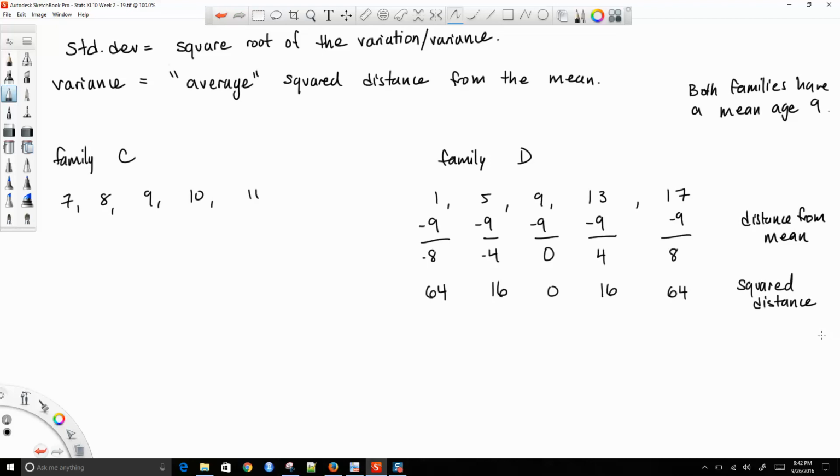And then here we would want the average squared distance. So normally to do the average, you add them up and divide by how many you have.